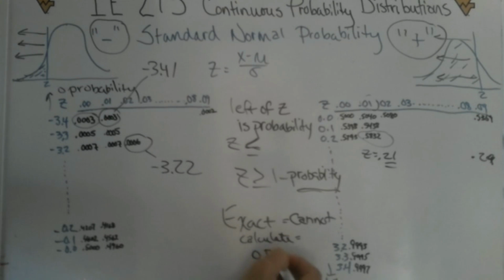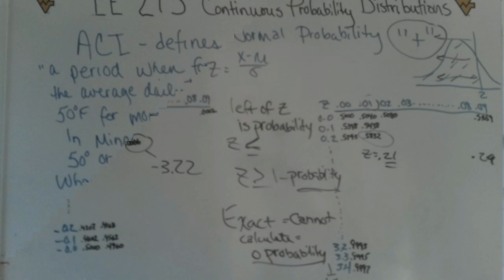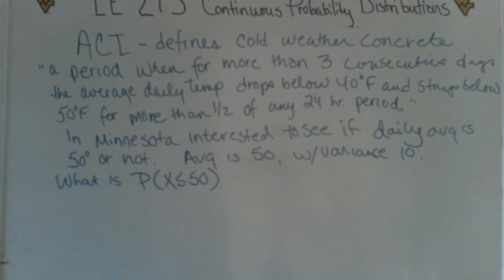Zero probability for exact. Don't forget that. There's an infinite number of possibilities, and the probability of having an exact number of a continuous distribution is 0. Okay, let's look at this problem.